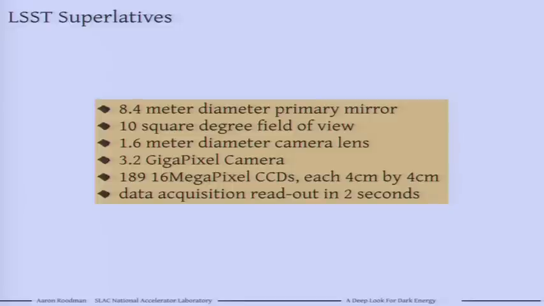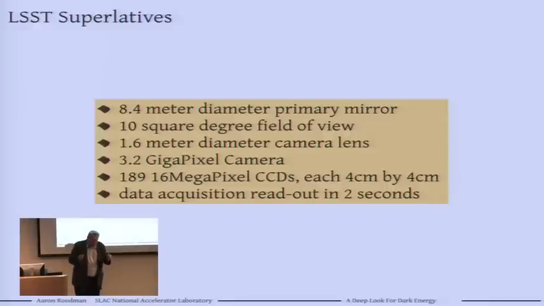The next superlative is the camera. The camera has an array of CCDs, charge-coupled devices, that is 3.2 gigapixels. When this was being designed in detail about a decade ago, 3.2 gigapixels seemed totally enormous. Actually, today, when you can buy a phone with a 40 megapixel camera, it doesn't seem quite as large. But what's really impressive is the size of it. To get good quality images, you can't do it with a small device. It has to be a large device.